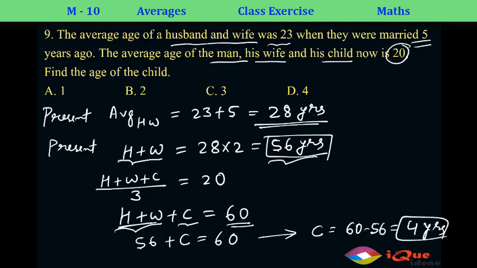Now what is the question asking? The question is asking to find the age of the child. So it is D option, 4 years. Alright. Now the next one.